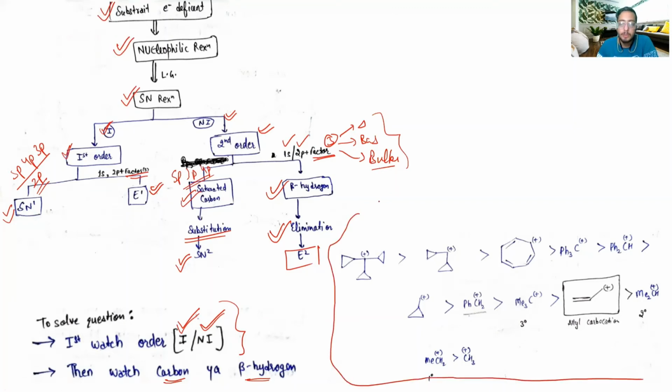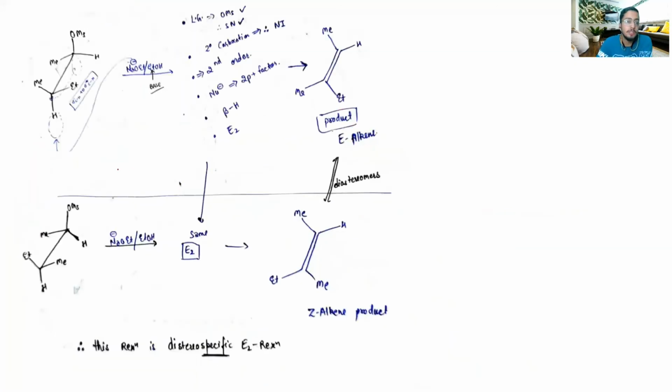This is the stability order of different types of carbocation that I have written here. The carbocations which are less stable as compared to allylic carbocation will never form a carbocation and always go with the second order reaction. And the carbocations which are more stable as compared to allylic carbocation go with the first order reaction. Okay, let's see some examples.